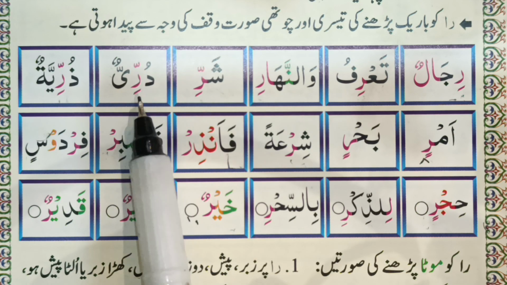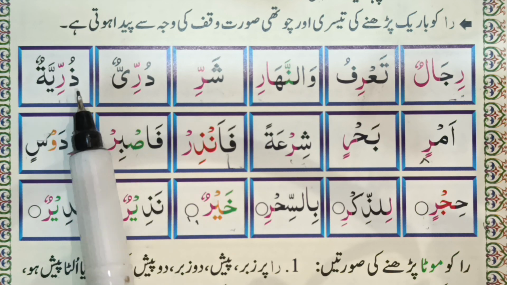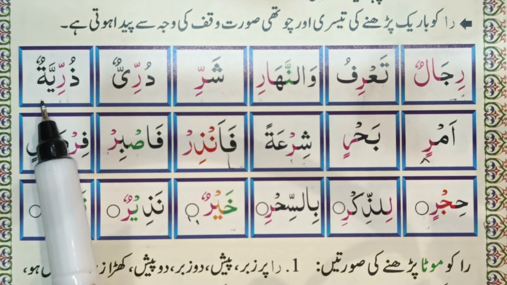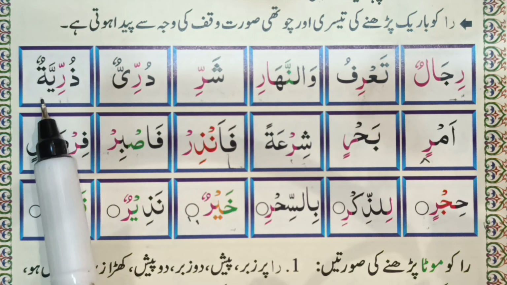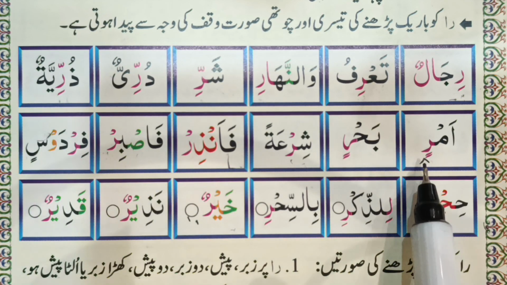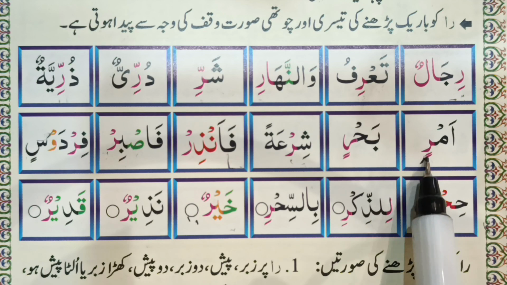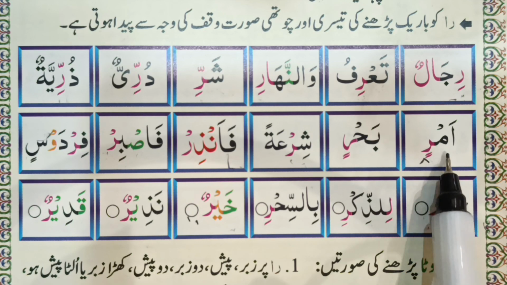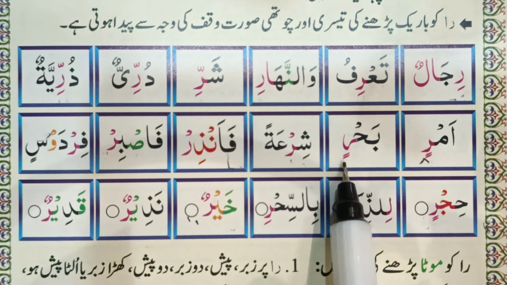Durriyun, durriyatun. Ri has zir. Ri. Amrin, if we are pronouncing amrin, the raa will be the thick sound. This is thin. Bahrin, if you say bahrin, then it would be the thick sound.